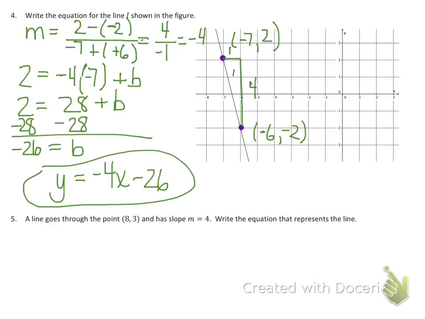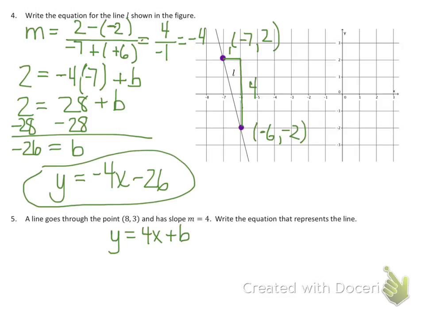Okay, so this last problem, I'd like to do a couple ways. So we have a line that goes through the point 8,3 and has a slope of 4, and we're to write the equation that represents the line. So I can do it the exact same way I've been doing these up above. It's just that the slope is done for me. So I can go y is equal to 4x plus b, and then use my point.